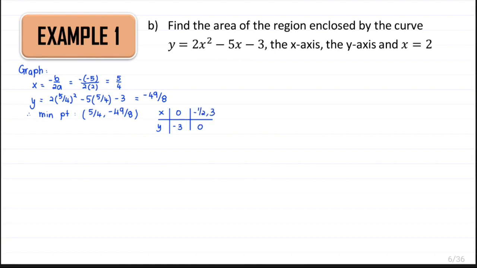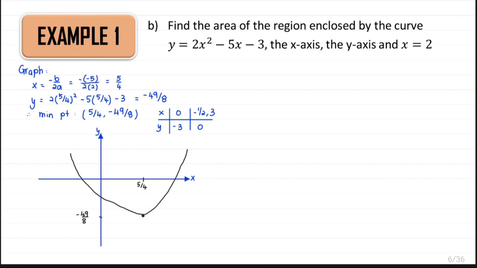Okay, now we sketch the graph. We put the minimum point at 5 over 4, and put the intercepts negative 3, negative 1 over 2, and 3. I sketch first. Okay, we finish sketching the quadratic, and we have the line x equals 2. So we put x equals 2 here.